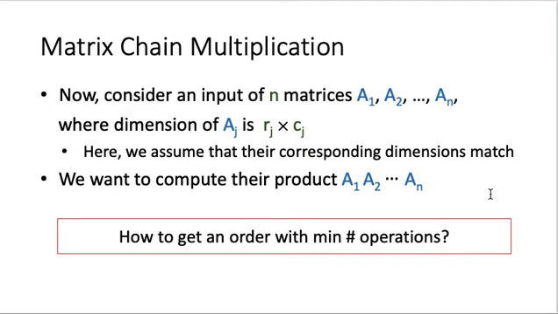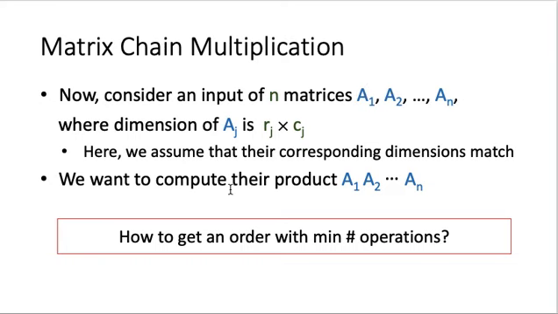Okay, now this is our problem today. For our problem, we have an input of n matrices. Let's call them A1, A2, A3 up to AN. And we denote the dimension of AJ as RJ times CJ. Here we assume that the corresponding dimensions of these matrices match each other. So the number of columns in A1 is the same as the number of rows in A2, the number of columns in A2 is the same as the number of rows in A3, and so on and so forth, so that we can multiply them together.